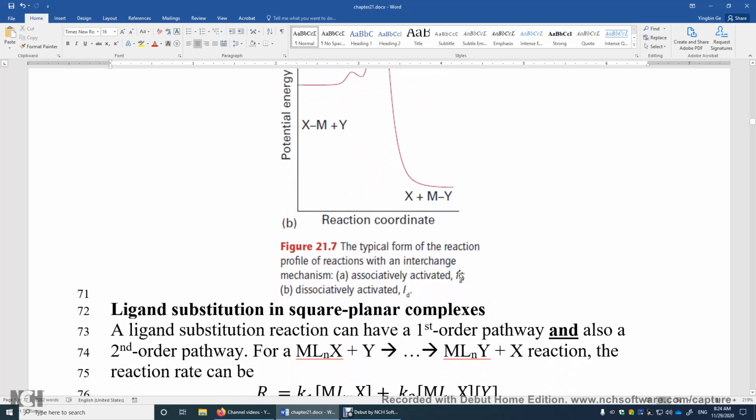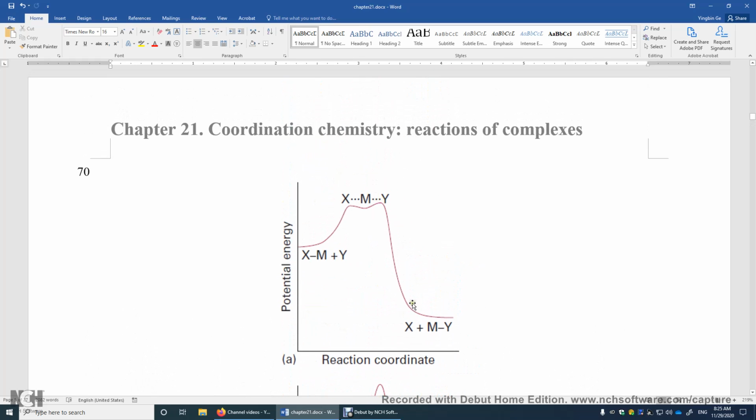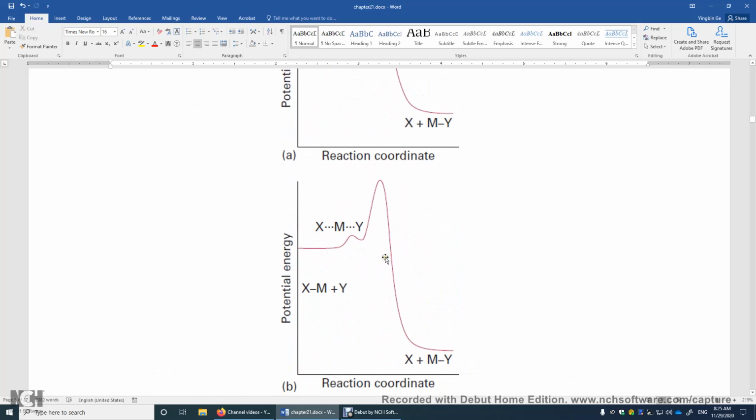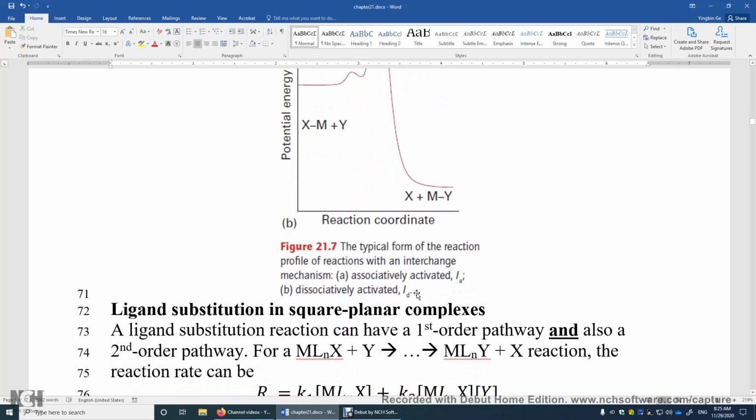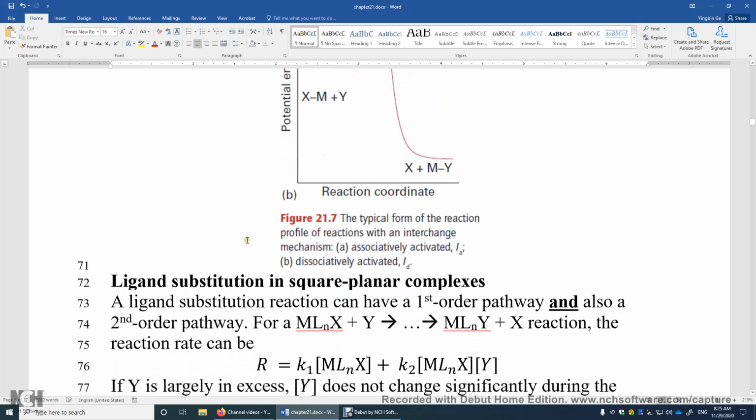Now we can have I sub A. This is interchange mechanism, associatively activated, and this is also interchange mechanism, but dissociatively activated. All right, so it's I sub A, I sub D. Okay, this is I sub A. The slowest step involves association. This is also interchange mechanism, but the slowest step is dissociation. So it's I sub D here, I sub A on top.